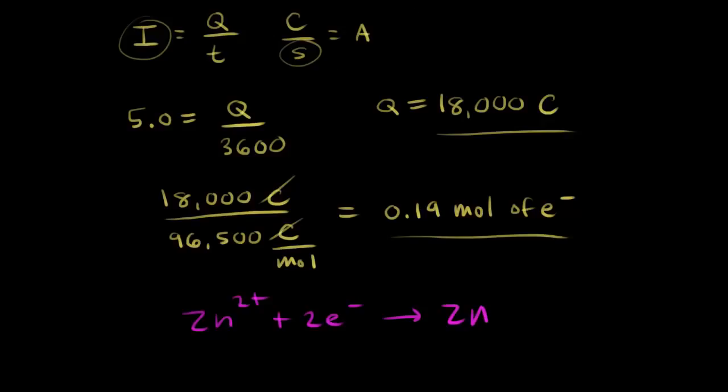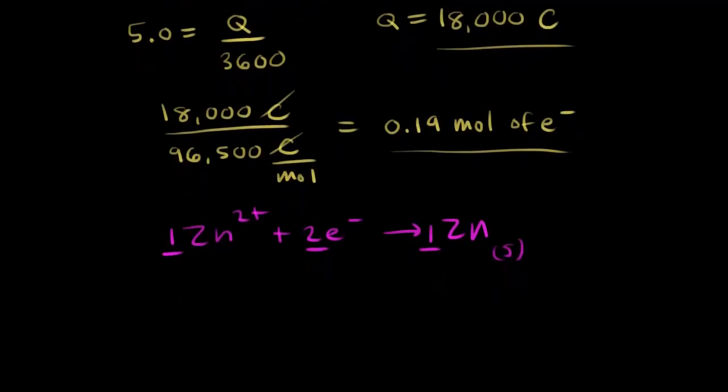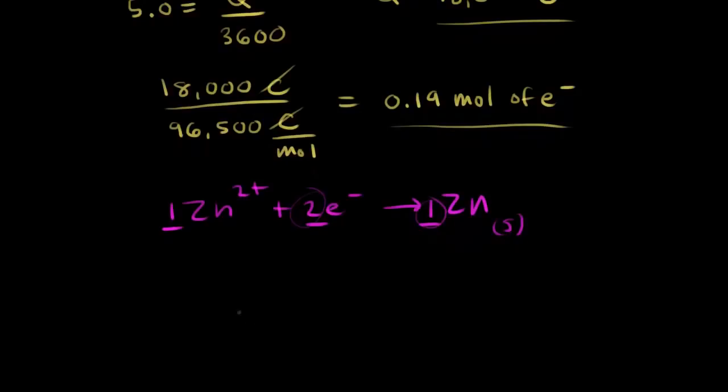So let's think about those mole ratios here. 2 moles of electrons are needed to reduce 1 mole of Zn2+ ions to form 1 mole of solid zinc. So we now have the relationship. We know the mole ratio of electrons to moles of solid zinc. It's a mole ratio of 2 to 1. So 1 mole of zinc is produced for every 2 moles of electrons that we have. So let's set up a proportion to figure out how many moles of zinc are produced. So we'll put electrons over solid zinc. So we have a mole ratio of 2 to 1.